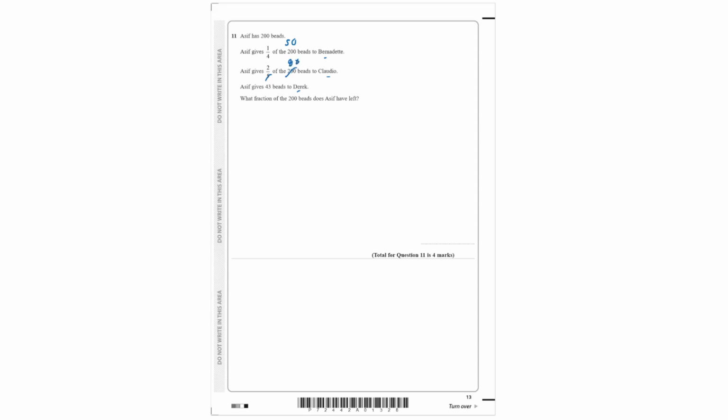80. So now that we know how many beads he gave away, we can subtract that from 200 and divide it by the total to find the fraction of what Asif has left. So we can write here 200, he gave away 50, gave away 80, and gave away 43. Then to find the fraction of the 200 beads, that means we have to divide by 200 again. So we can see here that 200 minus 50 minus 80 minus 43, that is 27 over 200. So that is our final answer, 27 over 200.